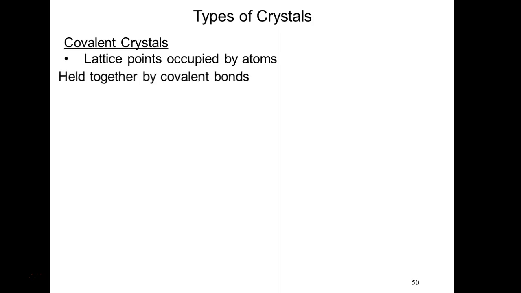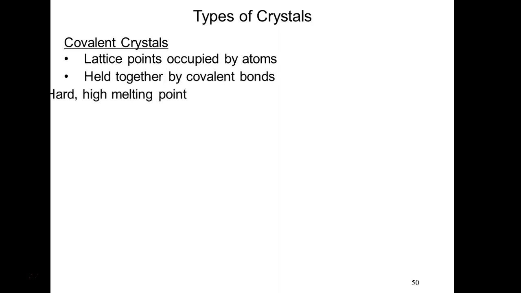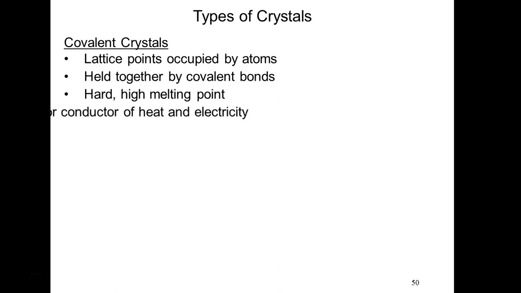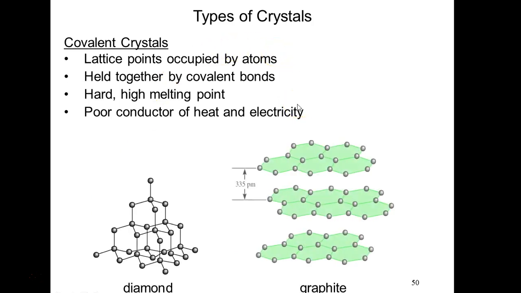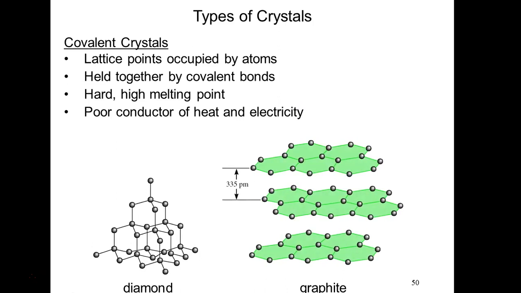So other types of crystals, there's covalent crystals. Now in covalent crystals, lattice points are occupied by atoms. They're held together by covalent bonds, and they're hard with a high melting point. This is a very ordered structure of covalently bonded substances. They're also poor conductors of heat and electricity. Diamond and graphite are examples of carbon bonding to itself. Carbon would form a covalent crystal.